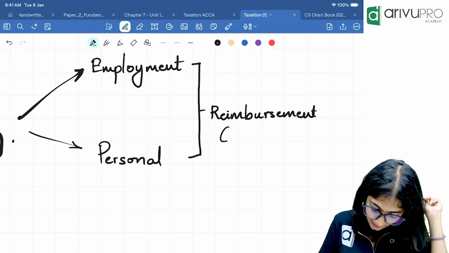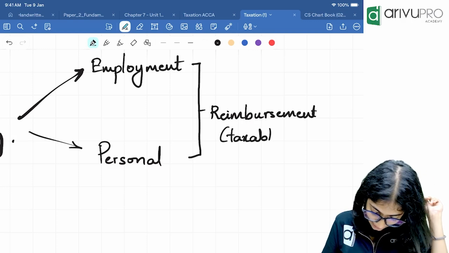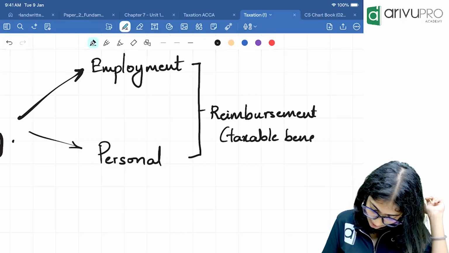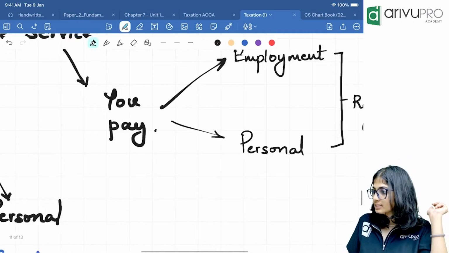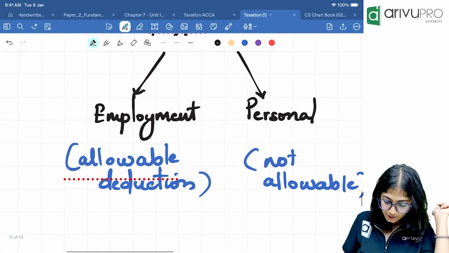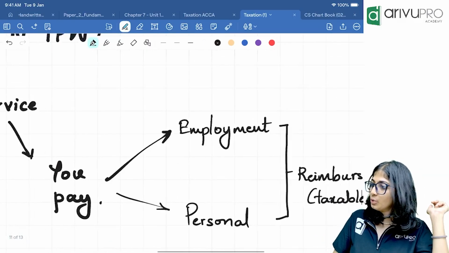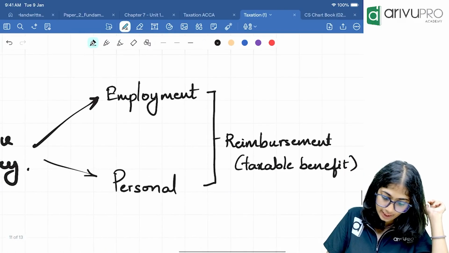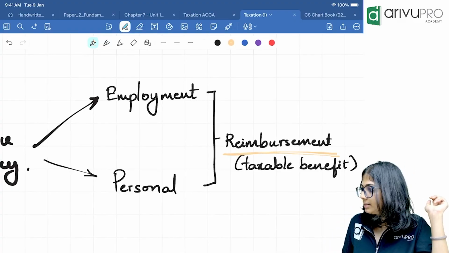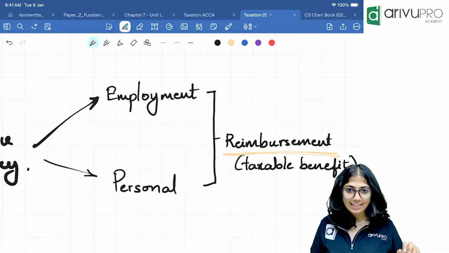And it is a taxable benefit. Both of these. The only thing you need to remember is, if you're claiming a deduction here, you cannot again claim for reimbursement expense. Okay, that is the only thing.